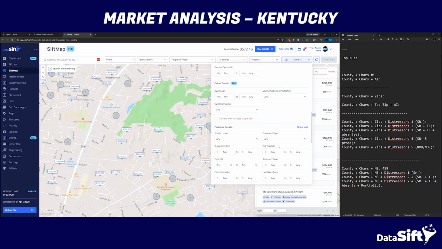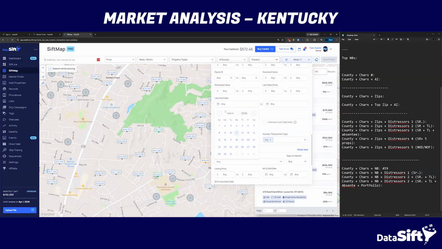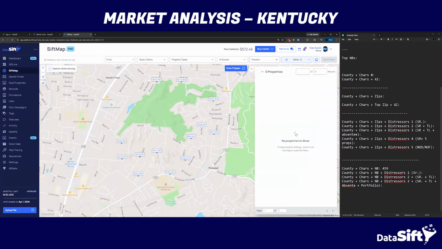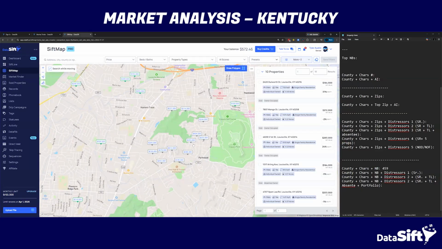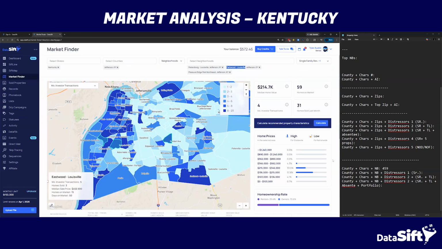If we were to switch this to a flip, we can see things that flipped and sold, say, up until January. Right, and look at all those flips. Oh, it's showing zeroed out, but those are the results. There you go. So there's a lot of opportunity here. So great neighborhood. Okay, sweet.